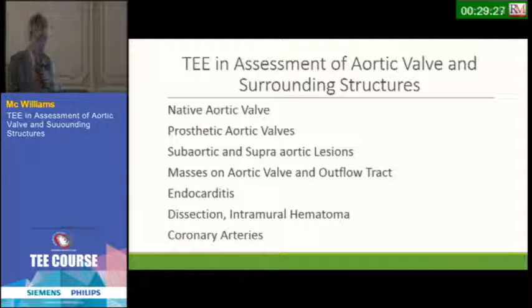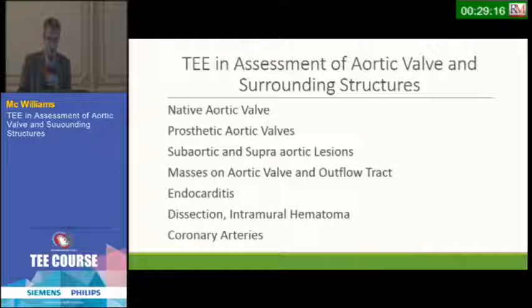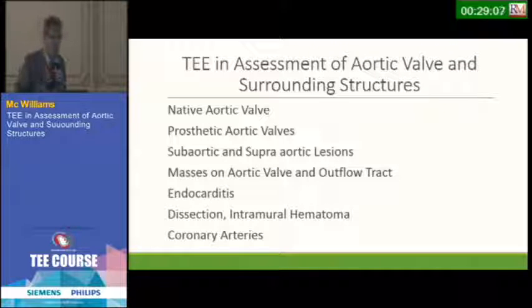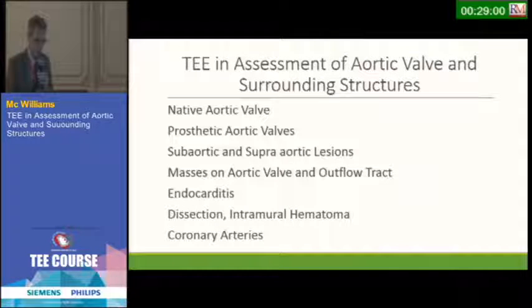assessment, prosthetic valve assessment. Dr. Rafai was just mentioning how useful transesophageal echo is in assessing prosthetic valves. We also want to look at subaortic and supraaortic lesions, masses on the aortic valve and outflow tract. We want to look for endocarditis. And the ascending aorta, we're looking for dissection, intramural hematoma, and coronary arteries. I won't say much about dissection, as there's another speaker going to explain that later.